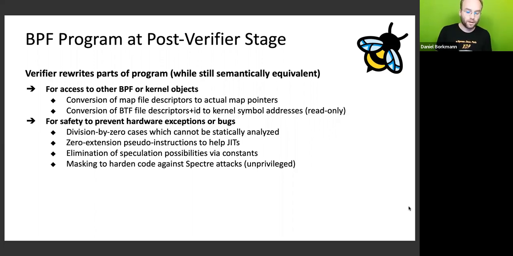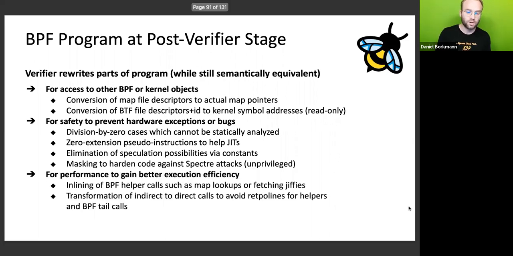In some cases, we try to eliminate speculation where possible by rewriting known constants with actual constant instructions, for example, a load of an immediate. In the verifier, especially for unprivileged, we need to protect against Spectre attacks. So it also implements masking there. There are some details in other talks I did that you can refer to.